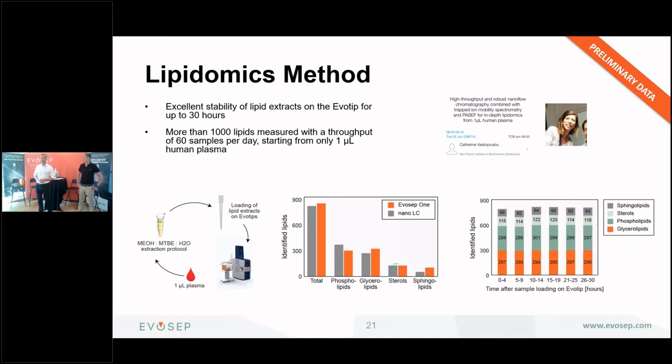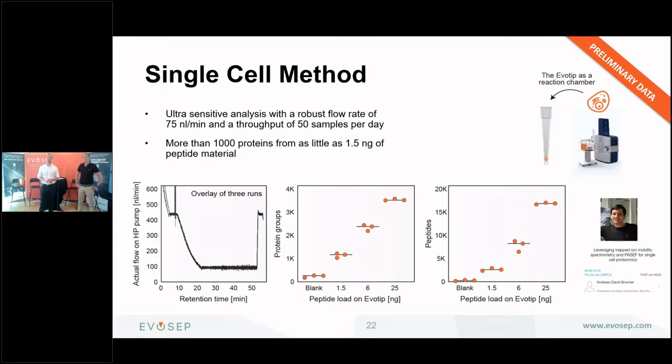And I guess the last method, which is also something that we've seen a lot of interest in, is a single cell method. Super exciting stuff. We've been working together again with Matthias Mann's team, spearheaded by Andreas and Martin Steger. And this was completely not what we wanted initially with Evosep. We wanted high throughput, higher flow rates to support robustness. But having these preformed gradients, we found it's so much easier to make very small volume gradients and then use these at very low flow rates.